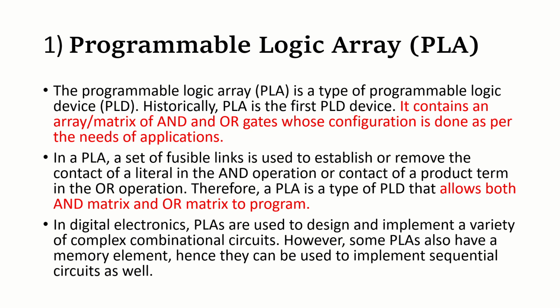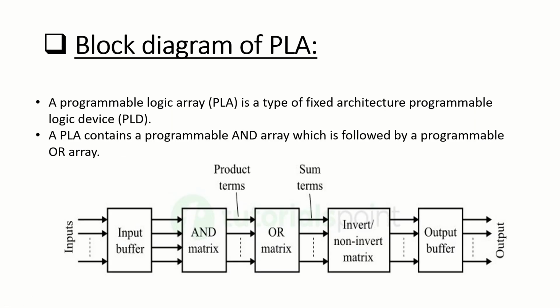Okay. So in industrial electronics, PLAs are used to design and implement a variety of complex combinational circuits. However, some PLAs also have a memory element, hence they can be used to implement sequential circuits as well, along with combinational circuits. So this is a general block diagram of a PLA where we have an input buffer at the input side, an output buffer from where we can get the output, and in between the input and output buffer we have an AND matrix, an OR matrix and an invert or non-invert matrix. Let's see all these blocks in detail.